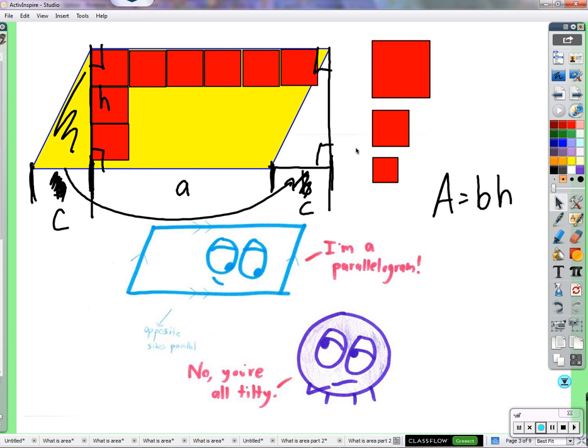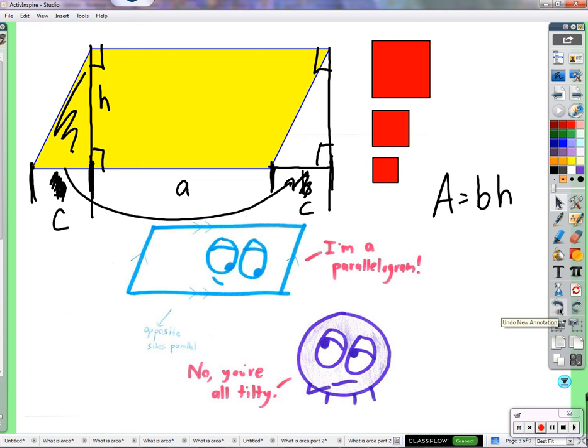So area is base times height, or is it half of that, or a third of that? No. It's just base times height. Cool? So, what if we're like... Never mind. You sure? Yeah. Sounds like you had something to say? No, I'm good. Alright. I thought it might have been good.